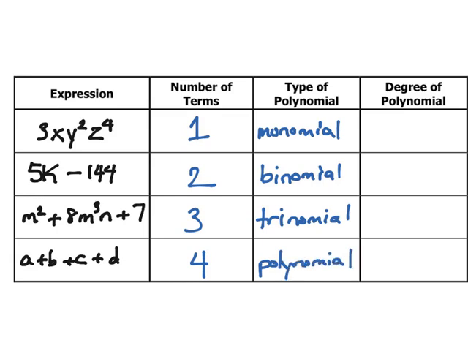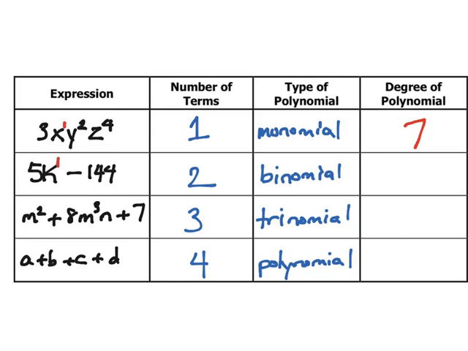Okay, now to find the degree of the entire polynomial, what you're going to have to do is add up all of the exponents. So this one has an exponent 1. We can't really see it. It's invisible, but we know it's there. So add up all the exponents on the variables. 1 plus 2 plus 4 is going to be 7. So the degree of this polynomial is 7.